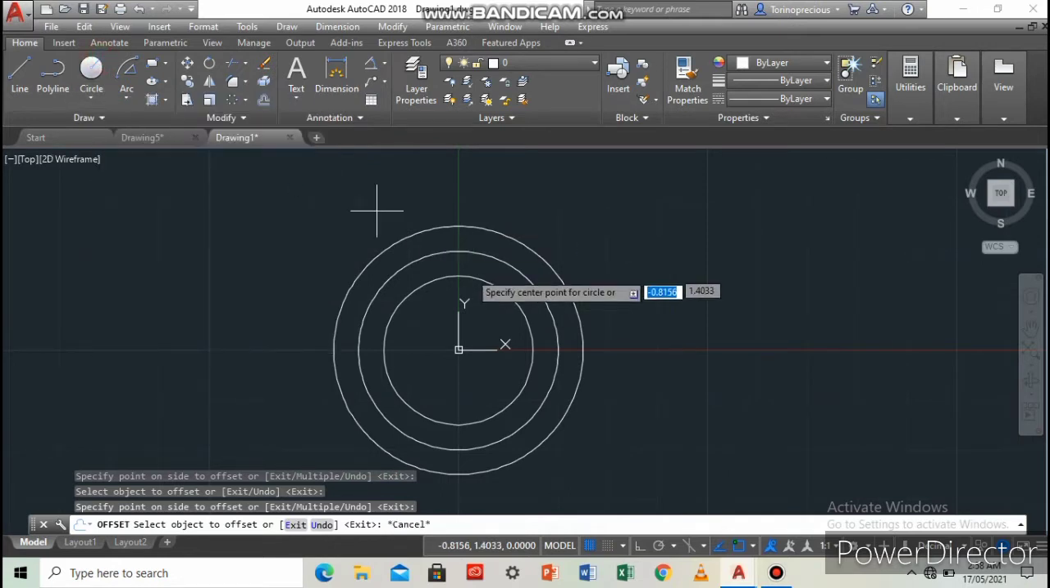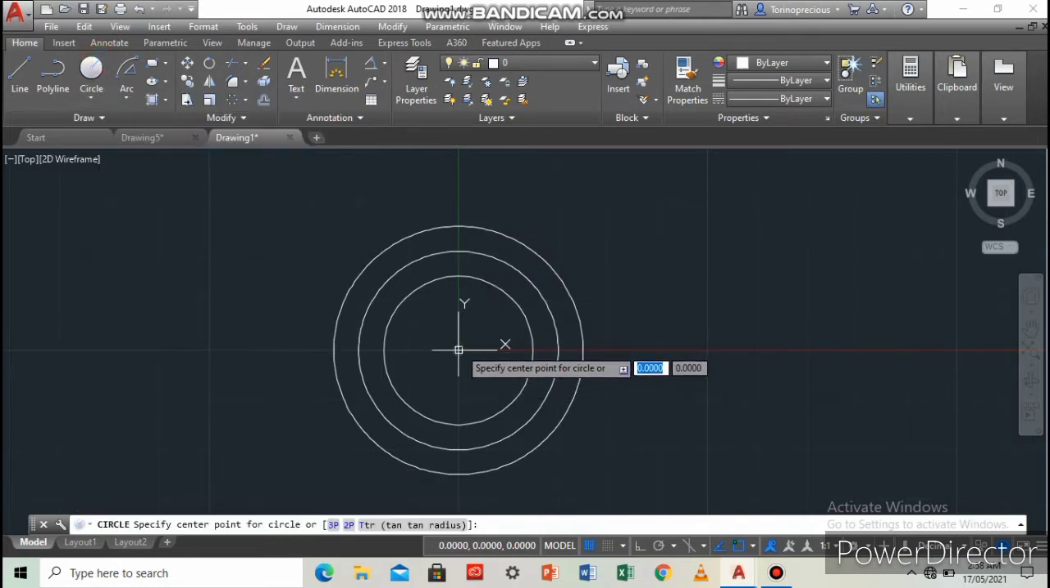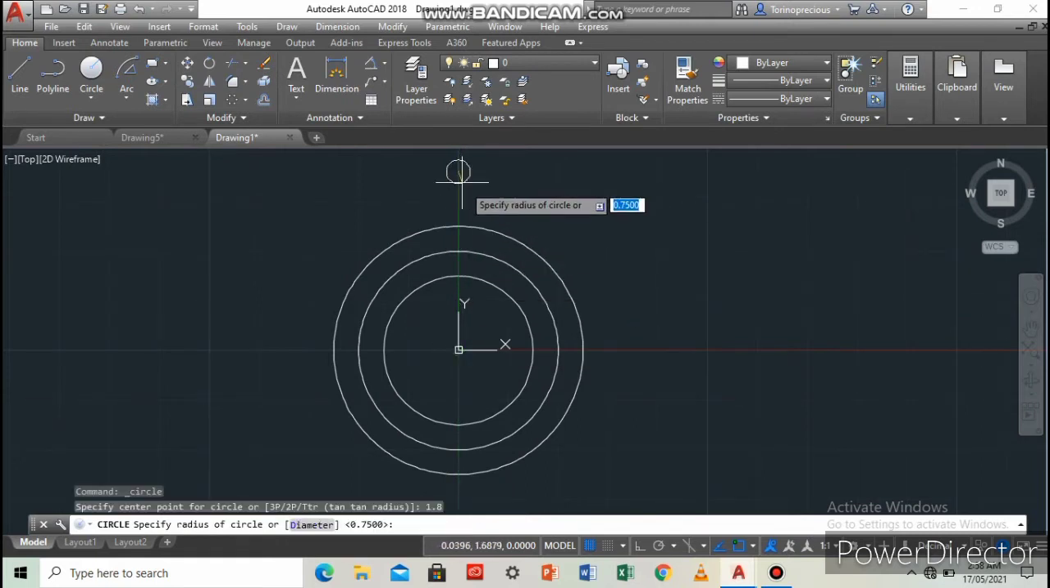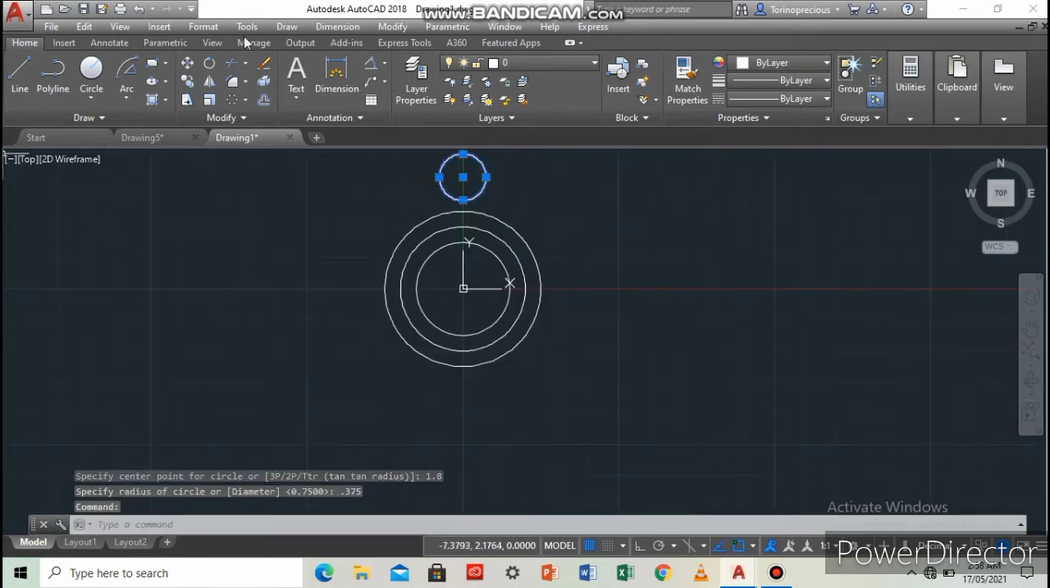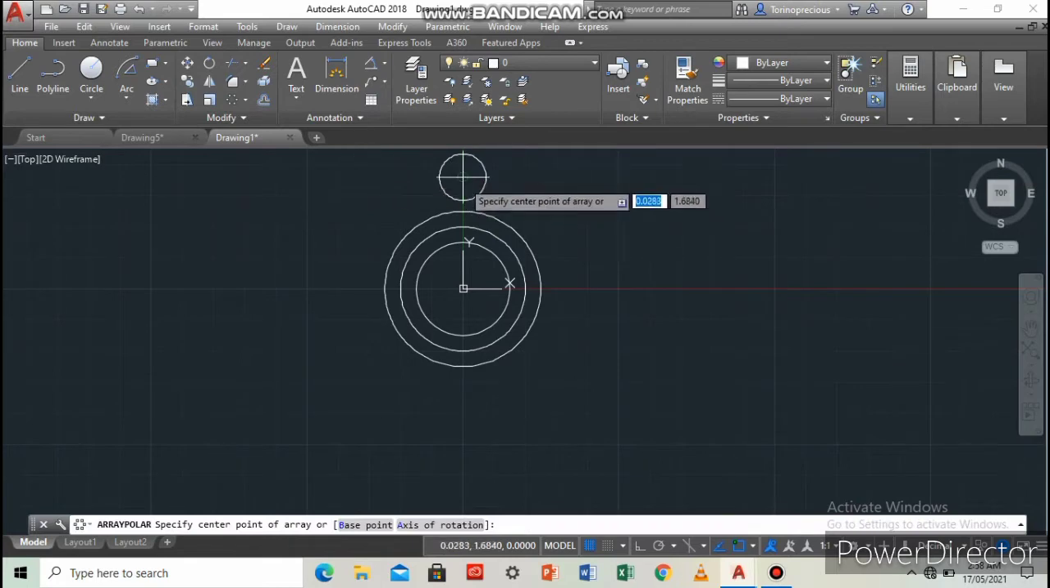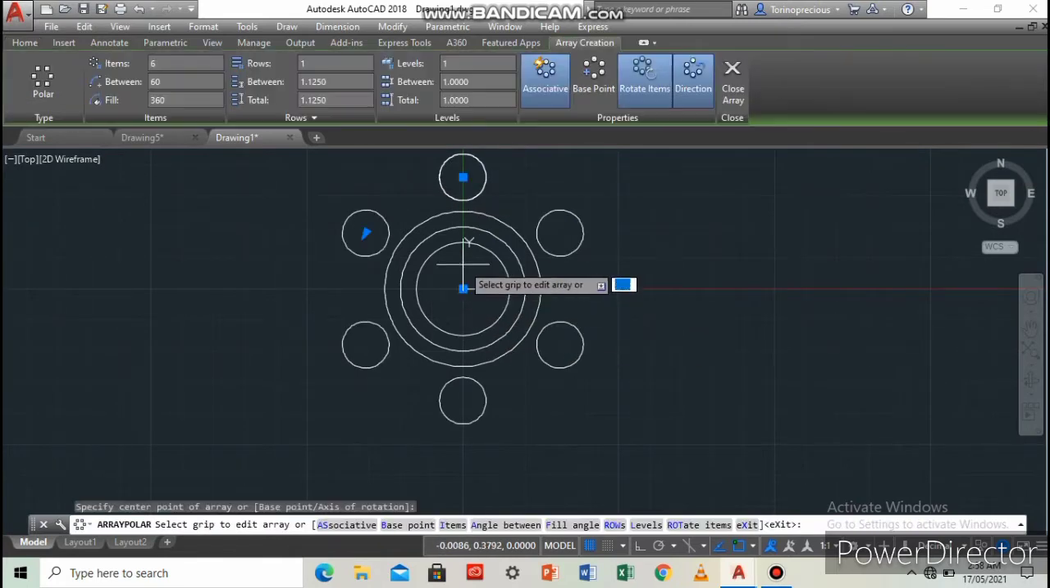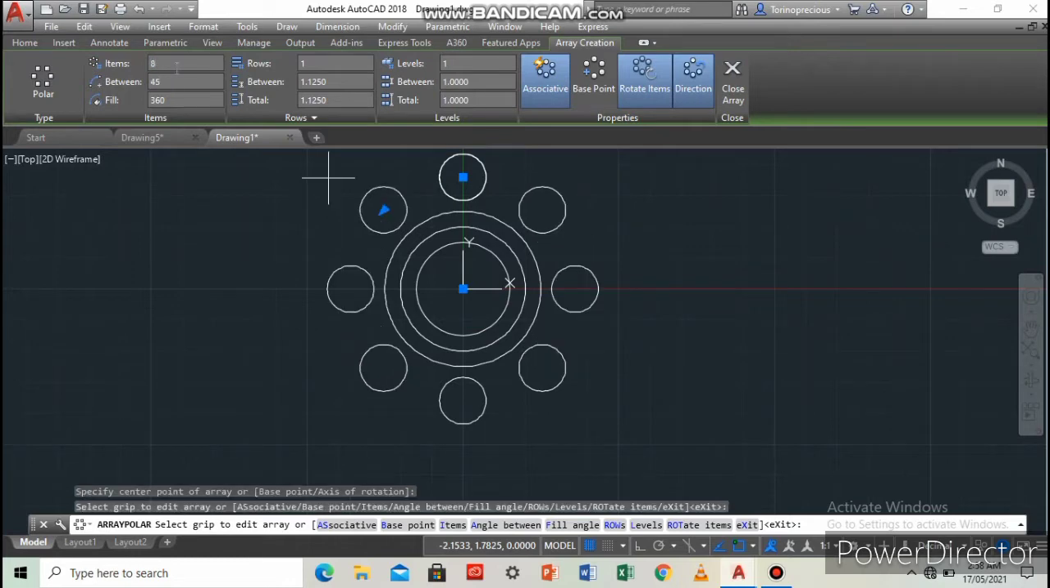So next, let's create an array of circles that are about 1.8 inches away from the origin, or the center of the smallest circle. The number of circles in the array would be 8. Also, its radius must be 0.375.